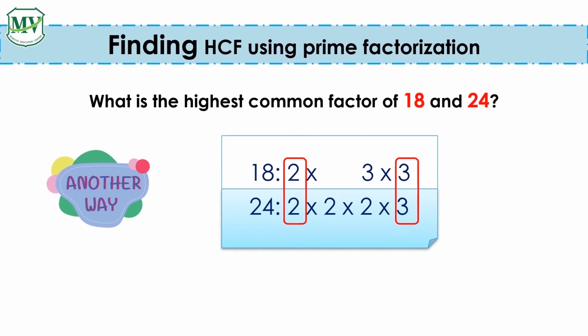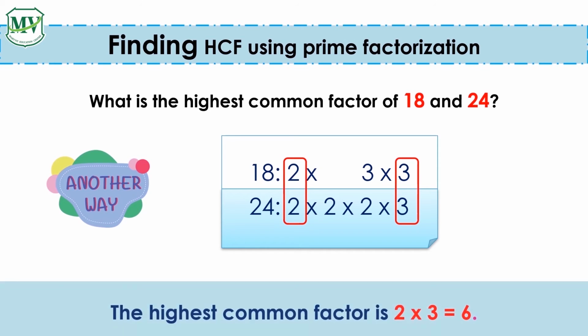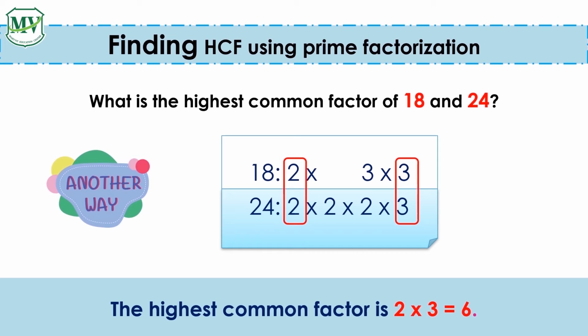Are there any more common factors? There are no more common factors, so we will multiply the common factors that we have encircled earlier. Please note that the total value of factor 2 in 18 and factor 2 in 24 encircled together is 2, as well as the total value of factor 3 in 18 and factor 3 in 24 encircled together is 3. Then, multiply the common factors. 2 times 3 is equal to 6. So the highest common factor of 18 and 24 is 6.